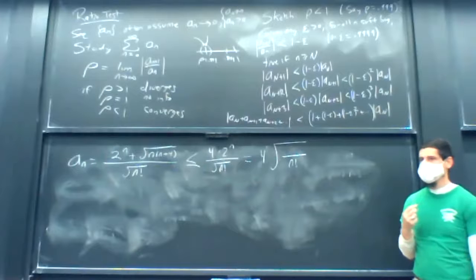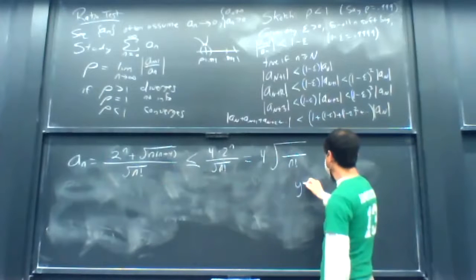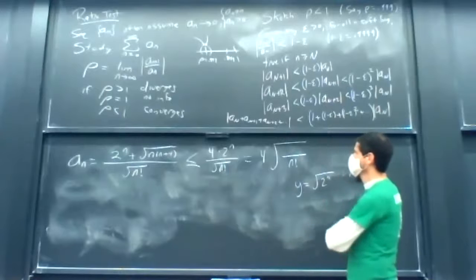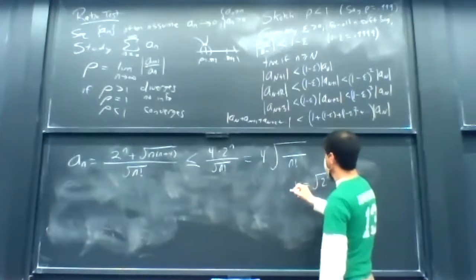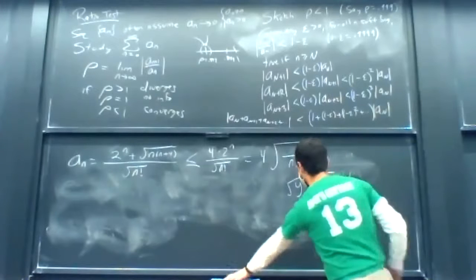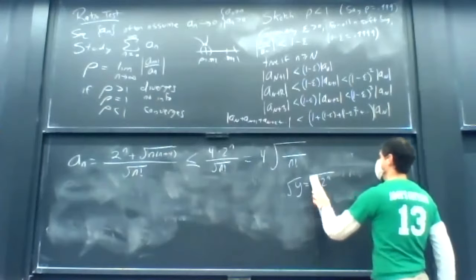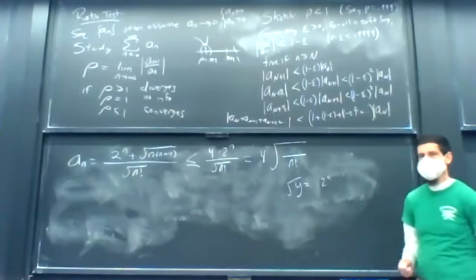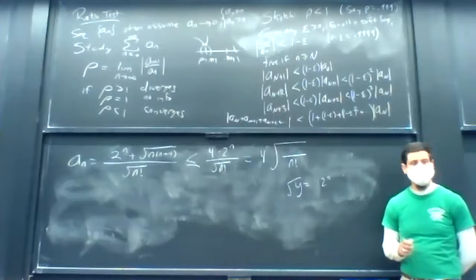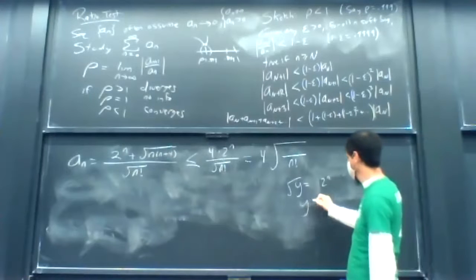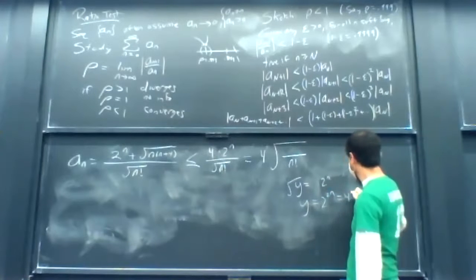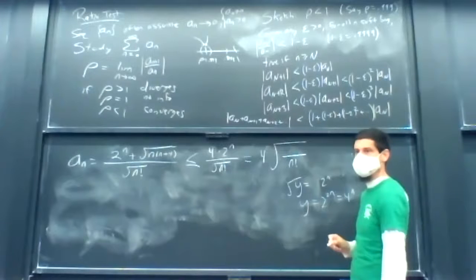What has square root 2 to the n? So I want y equal the square root of 2 to the n. I'm sorry. I want the square root of y equal 2 to the n. So how would you solve the square root of y equals 2 to the n? Square both sides, so you get y equals what? 2 to the 2n or 4 to the n.